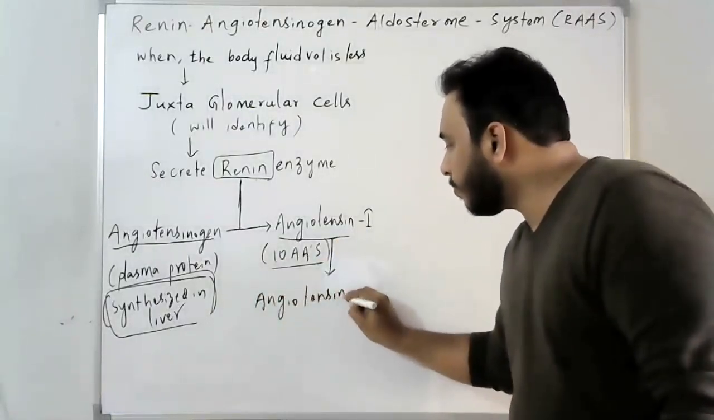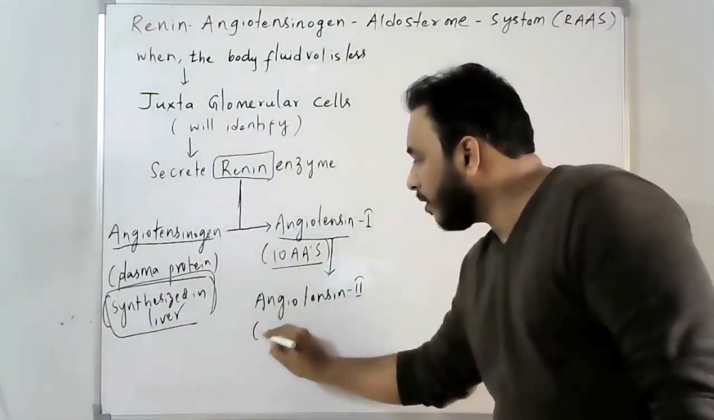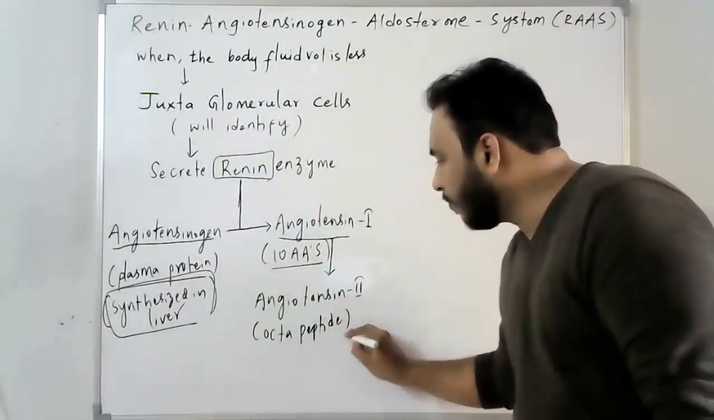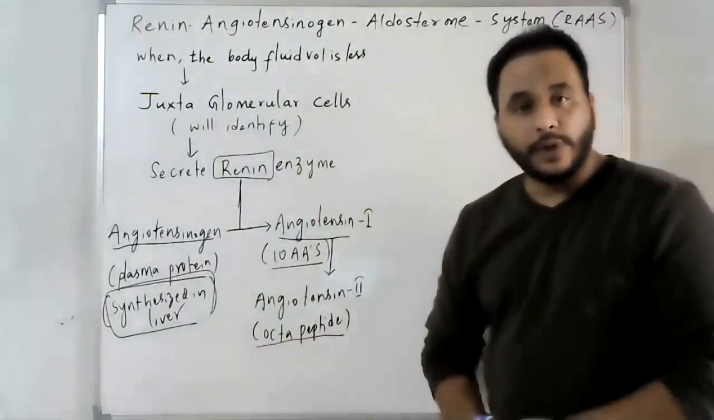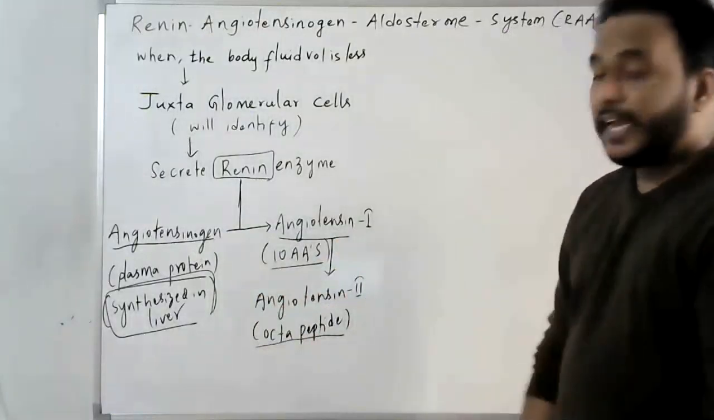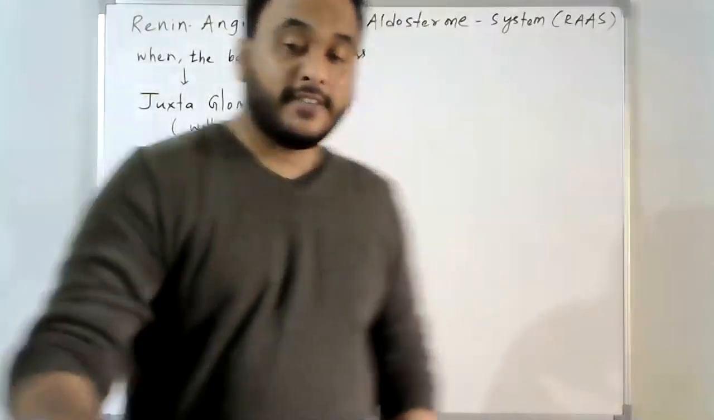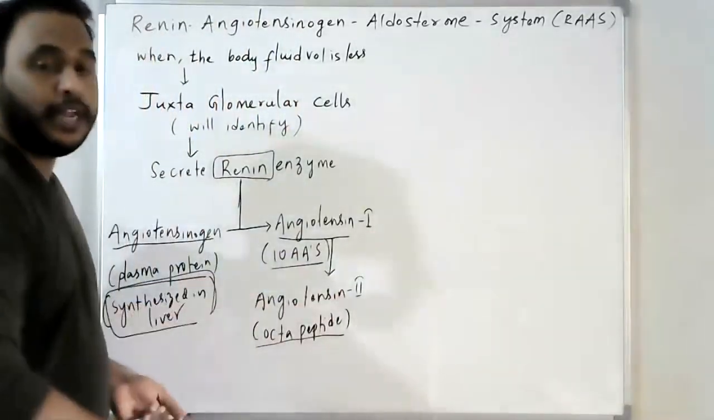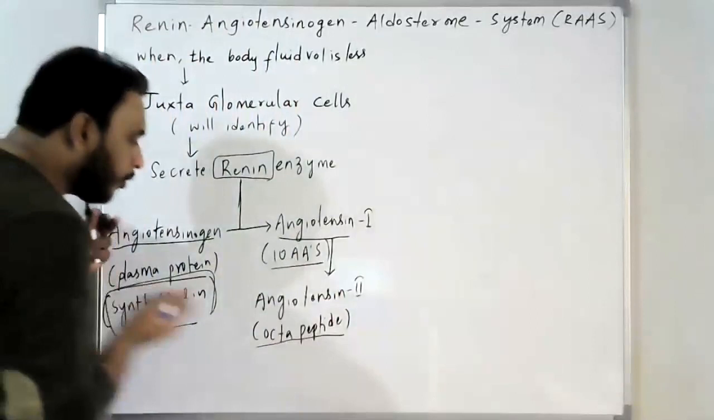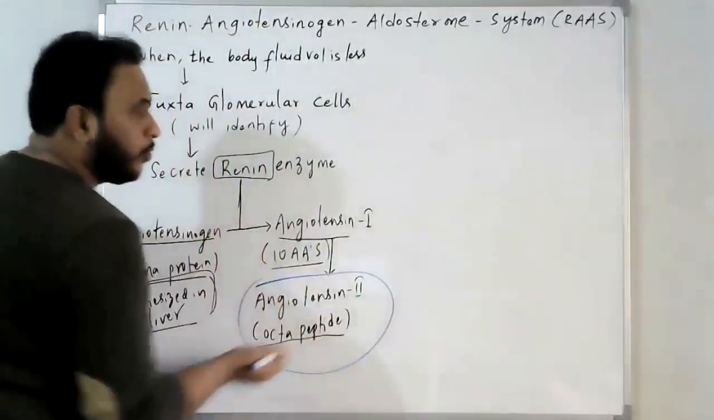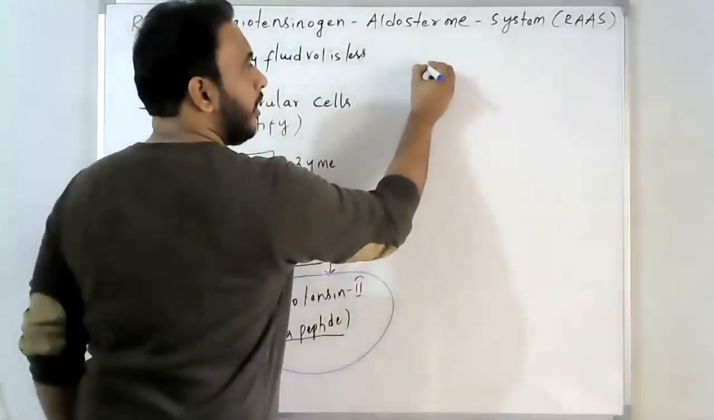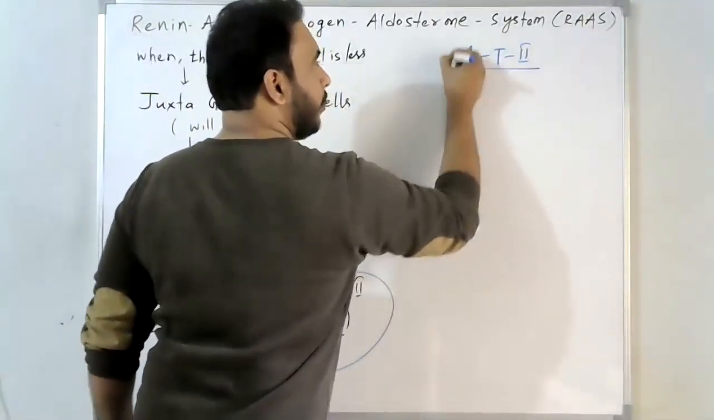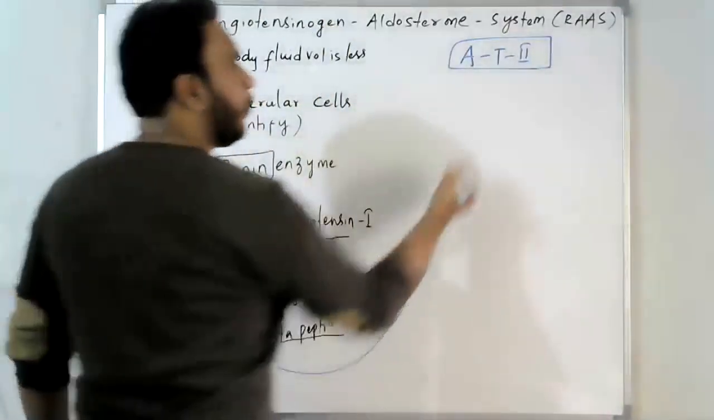Angiotensin 2 is an octapeptide. Octapeptide means 8 amino acids are present in this octapeptide, angiotensin 2. And this angiotensin 2 is going to perform two important roles. Suppose I'm writing here, AT2, angiotensin 2. There are two important roles.